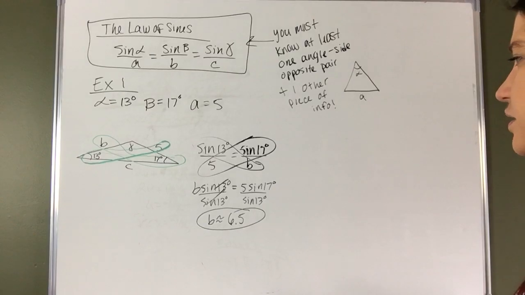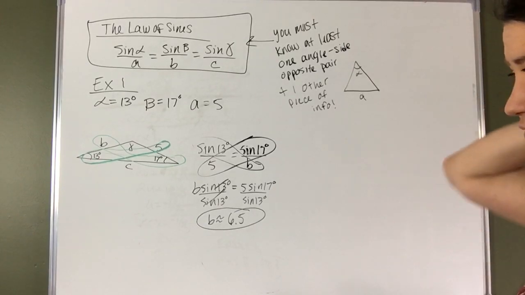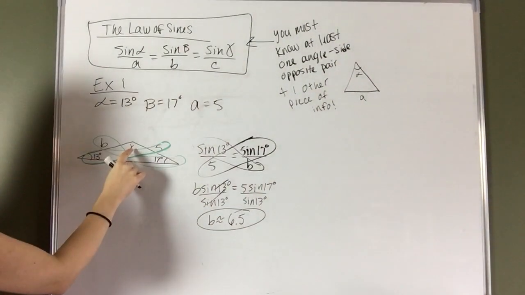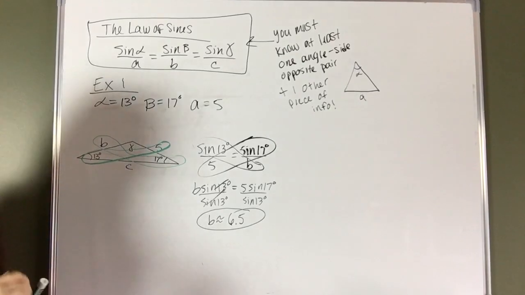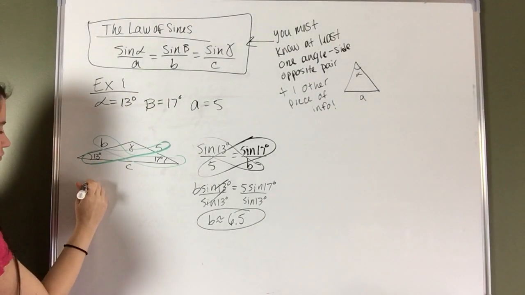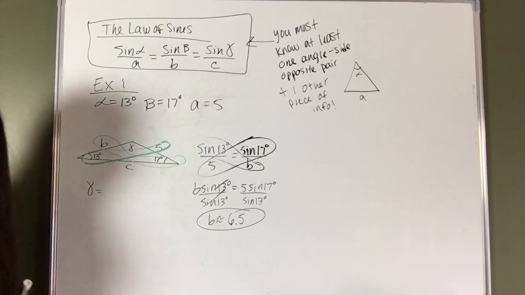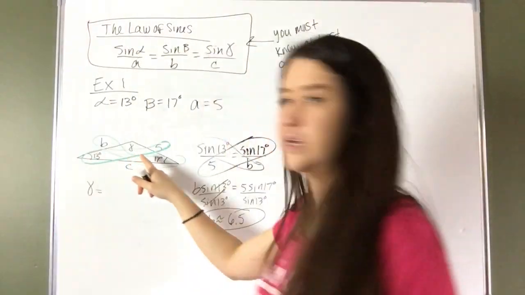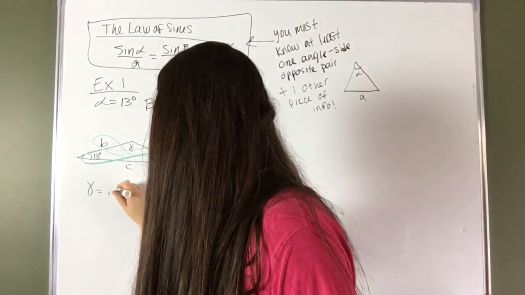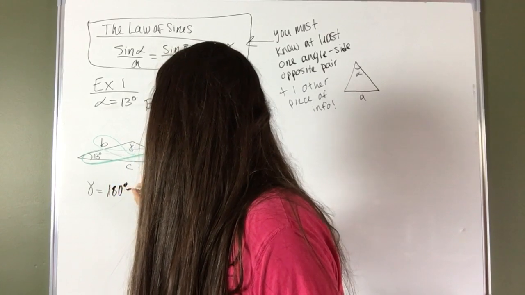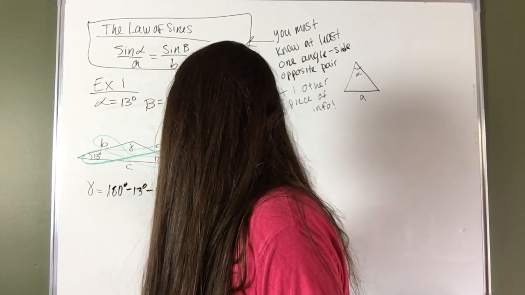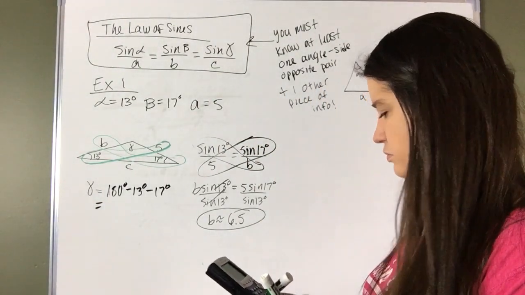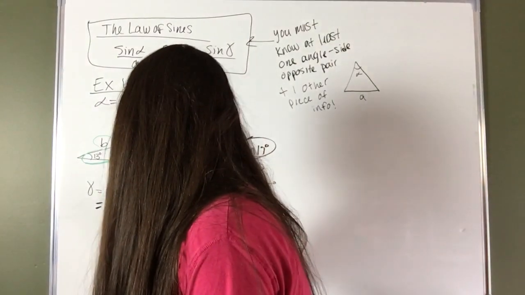All right, next, we need to figure out gamma, and we need to figure out C. It's very easy to find gamma because we already know the other two angles in the triangle. Remember, they have to add up to 180. So all we need to do, right, to get gamma is take 180 degrees, subtract 13 degrees, and subtract 17 degrees, and we get 150 degrees.